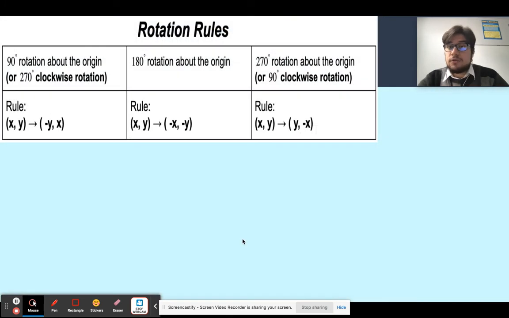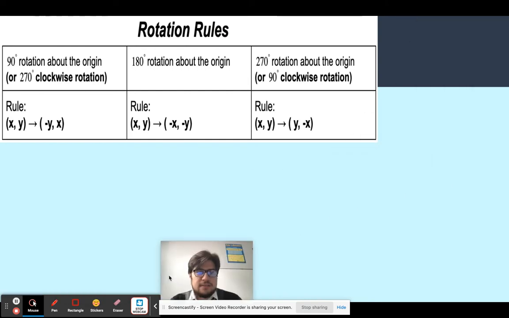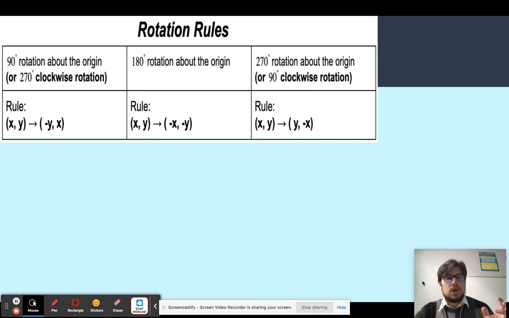All right, let's check out rotations. Okay, so rotations are a little bit different. And if you notice, we have some different rules. If we're shifting it over 90 degrees about the origin, and remember, anytime we say 90 degrees, we're saying counterclockwise. If we're going to move it across the origin 90 degrees counterclockwise, it's the same as a 270 degree clockwise rotation. Why? Because a quarter turn to the left is the same as a 3/4 turn to the right. Our rule is going to be x comma y becomes negative y comma x.